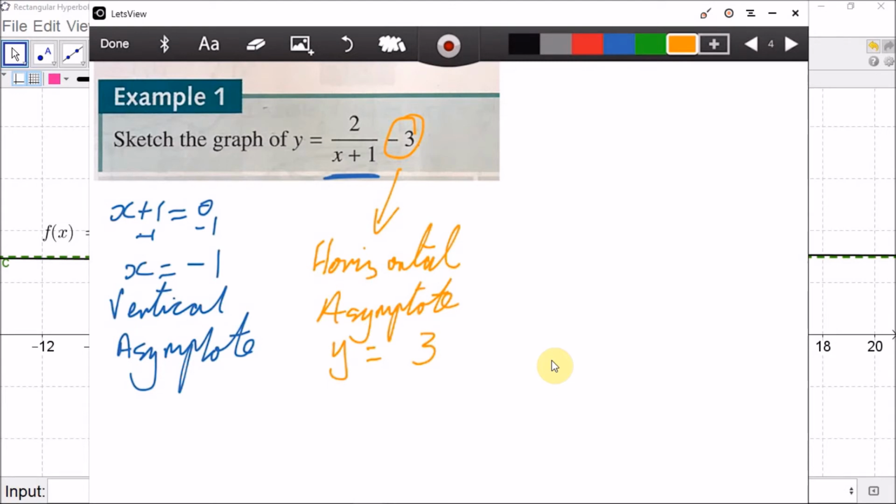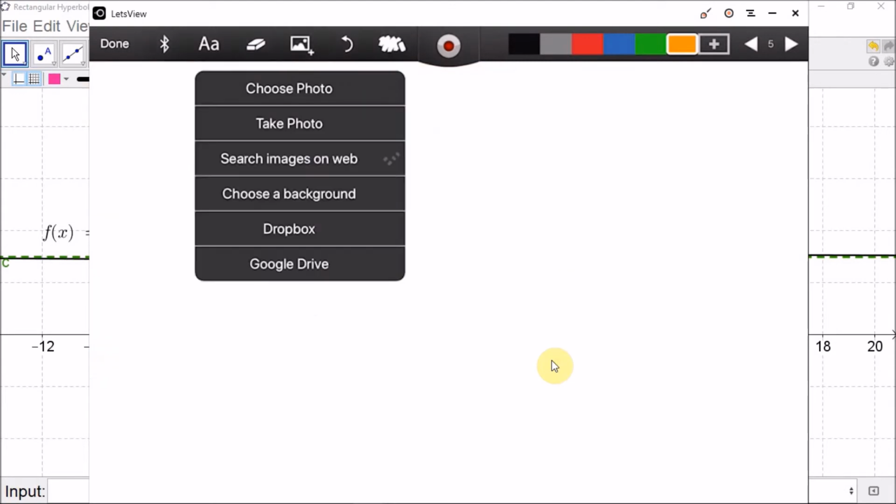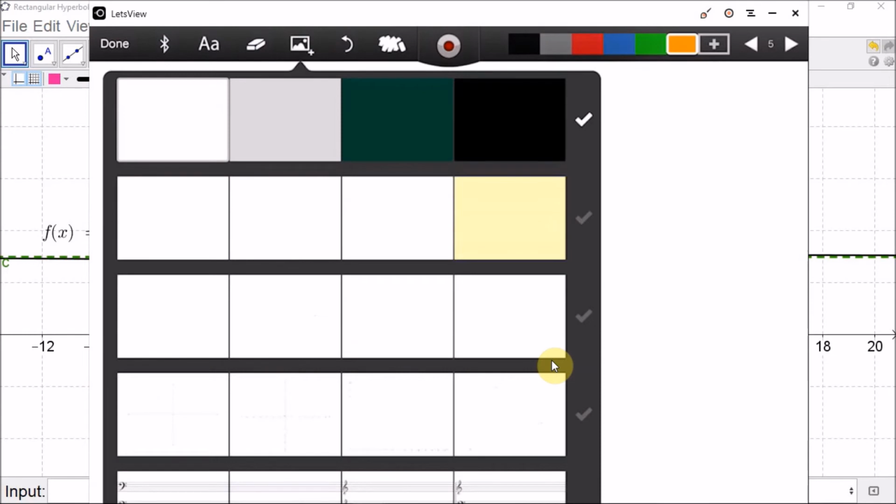All right, so if we go over to the next page, I've got some graph paper here. Use the background. There we go. Oh, there we go. Look at that. There we go.